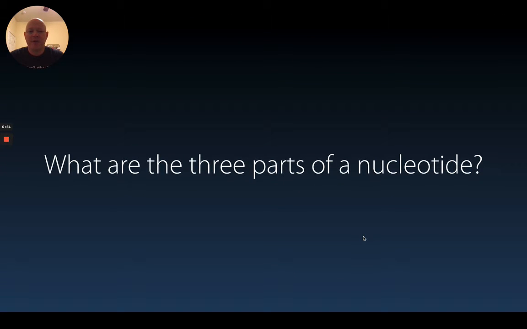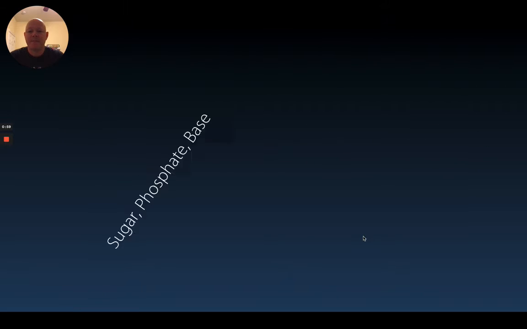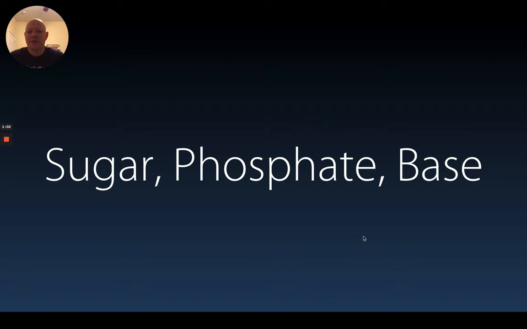What are the three parts of a nucleotide? A nucleotide is the basic building block of DNA. It's made up of three things. They are a sugar, called deoxyribose, a phosphate, and a base. There are four bases, A, T, C, and G.